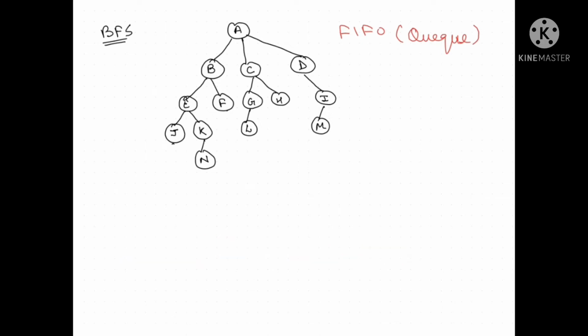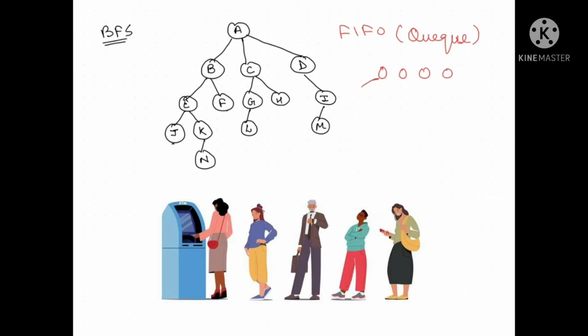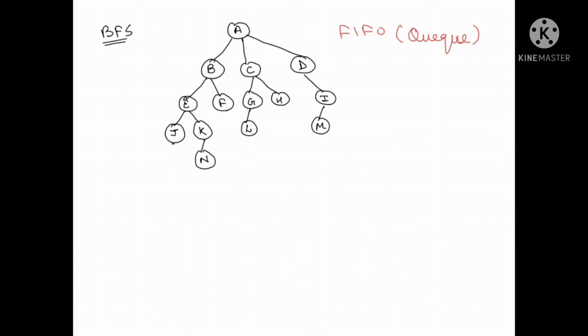Now when I say first in first out, how do you follow a queue? In a queue, suppose there are 4 persons standing. The person who is standing at the front gets the ticket first, right? Then other people come from the back and join the queue. Exactly the same principle we will apply over here. So let me just begin.